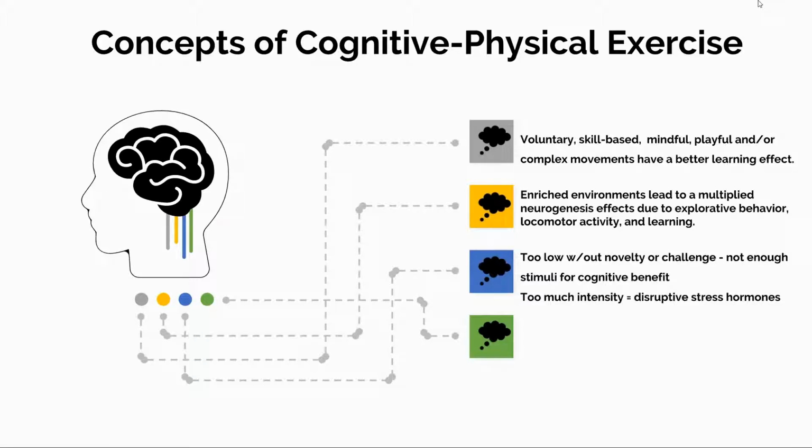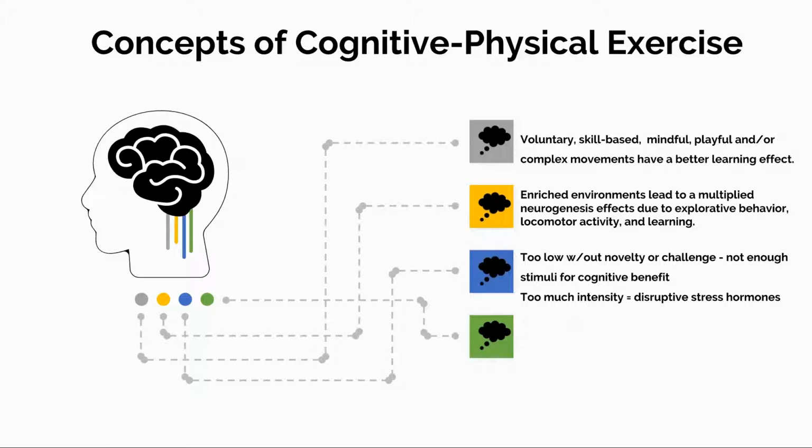In terms of intensity, too low intensity without novelty or challenge, it's not enough stimuli for cognitive benefit, and too much intensity, disruptive stress hormones, too much cortisol. And so we want to find a balance, and that's where that flow state chart really comes in handy.